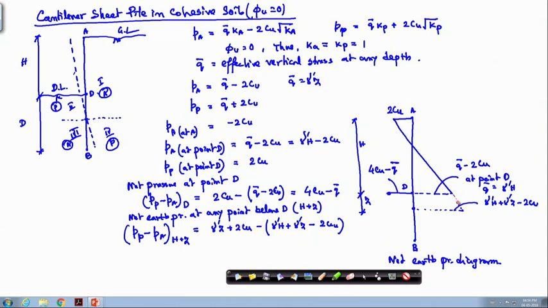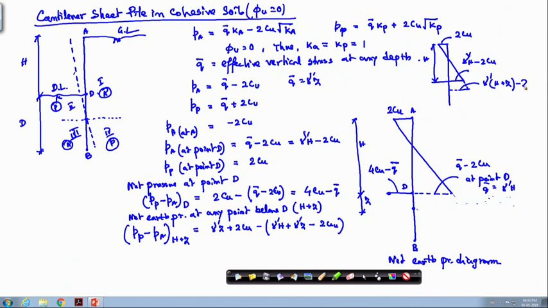Now, let me draw it in a different diagram, active and passive in separate ways. Suppose I draw the active one here, this is active. So, this is say h. So, your diagram will be this, okay. This is 2 c u and this one gamma dash h minus 2 c u. Okay. So, at a point z, this will be the diagram, gamma dash h plus z minus 2 c u. So, this is a point say z, this is active.